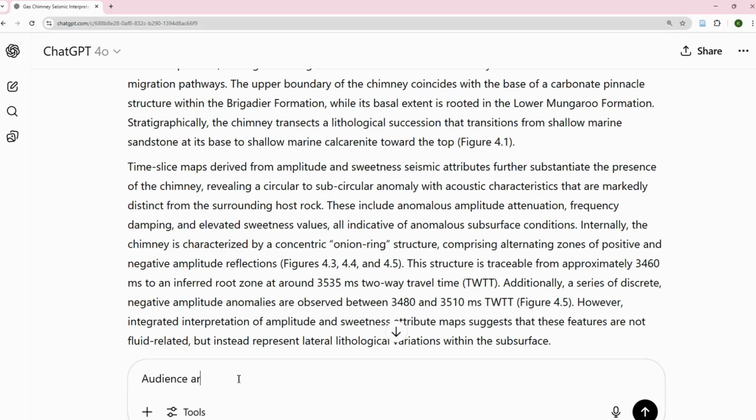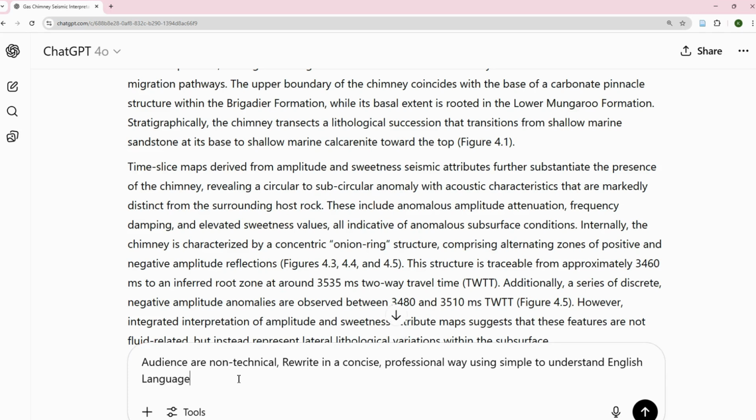And yet, maybe we should say the audience are non-geologists. Audience are non-technical, so that it can explain it better to them. We write for them in a concise, remember, concise is the third step, professional way, using simple to understand English language. Others, they are non-technical, right?